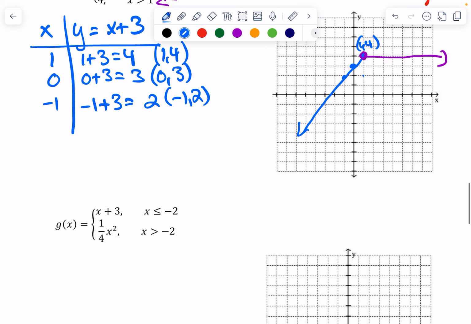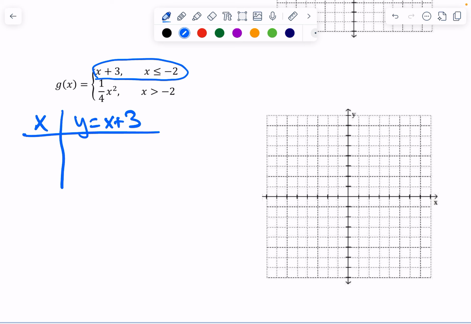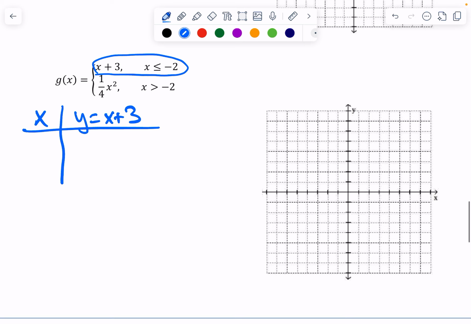Okay, let's look at this next one. Now, it's x is less than or equal to negative 2. And we have the same equation, y equals x plus 3. Again, the best way to do this is to do a table now and start with negative 2. We're going to go down to negative 3, negative 4 because we need less than.